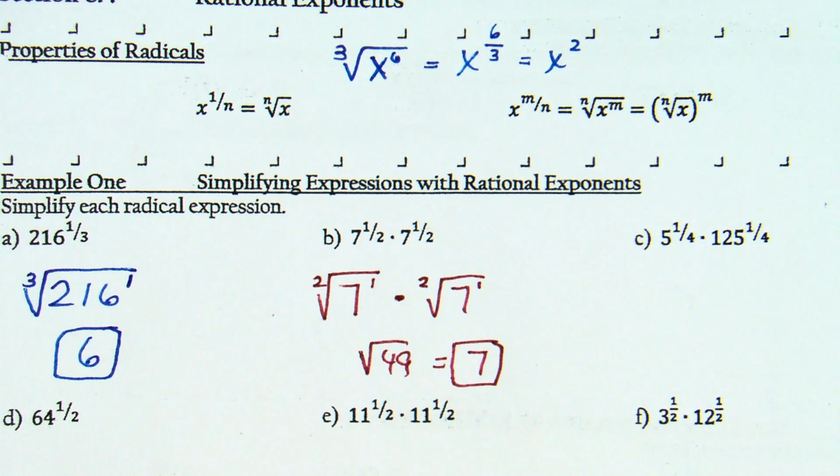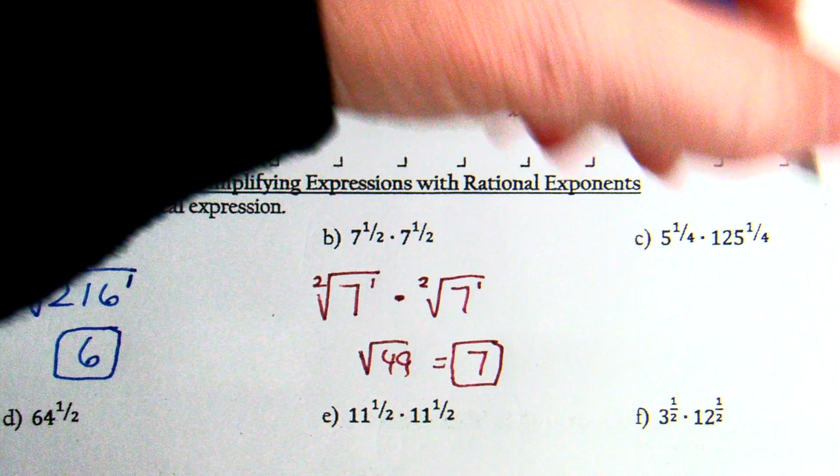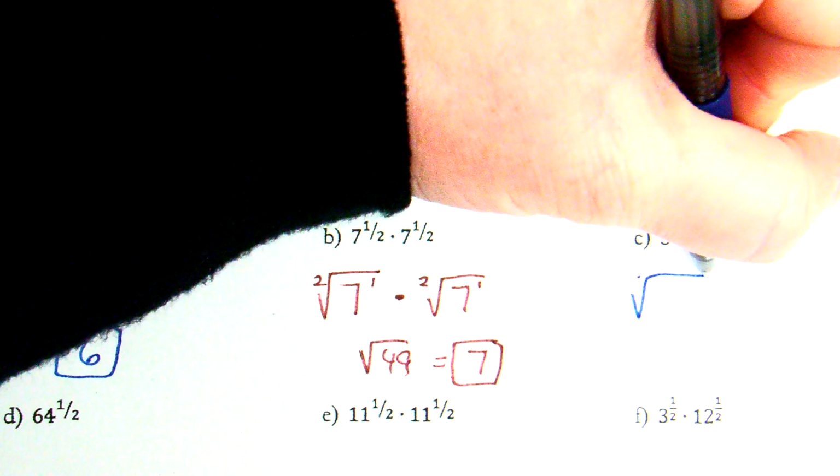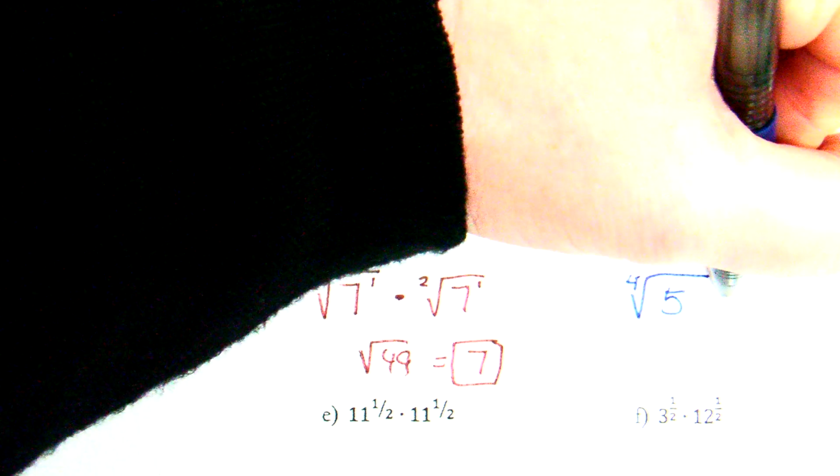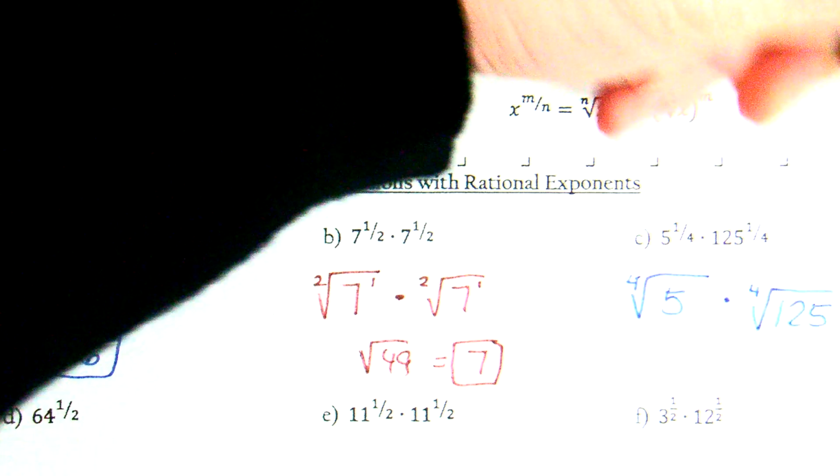5 to the 1/4 times 125 to the 1/4. Could you put them both under the radical and then multiply them? Yeah. Okay. I would encourage us right now to think of them individually. But then, yeah, we're going to be able to end up multiplying them into one radical and simplify from there. So if I have 5 to the 1/4, what kind of root is that? Denominator is 4, so it's the 4th root of 5. 125 to the 1/4. Denominator is 4, so it's the 4th root of 125.